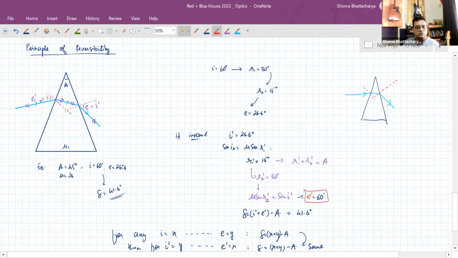Okay, yeah. So in the first case, this I was 60 degrees and we got the emergence angle as 26.6 degrees. Now, I showed you by just reversing this diagram, but if I reverse the situation also, the same thing will hold true. So if I make the angle of incidence like this, then this diagram will change like this.